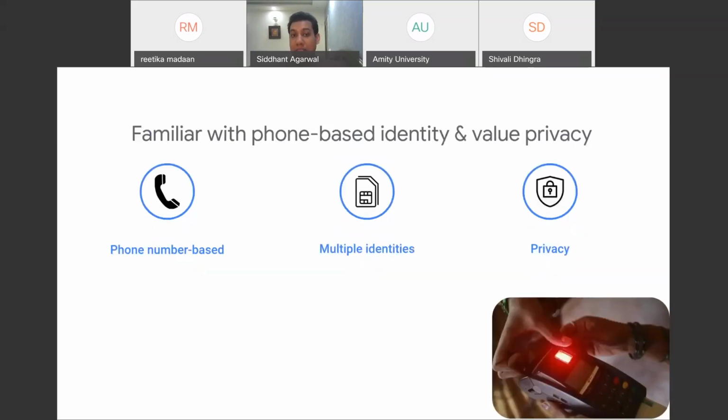What else? They are not familiar with phone-based identity. They are not familiar with an email-based identity. So if you're thinking of an internet-based solution where you are asking them to log in via email ID, maybe that's not a viable solution. They have phone numbers. They might not have email IDs. They are much more familiar with just phone-based authentication. They will have multiple SIMs, one for work and one for personal use.